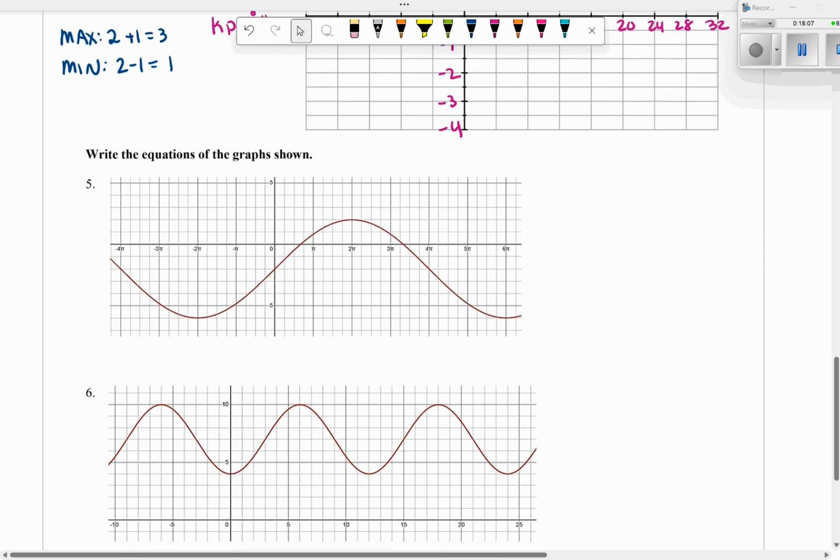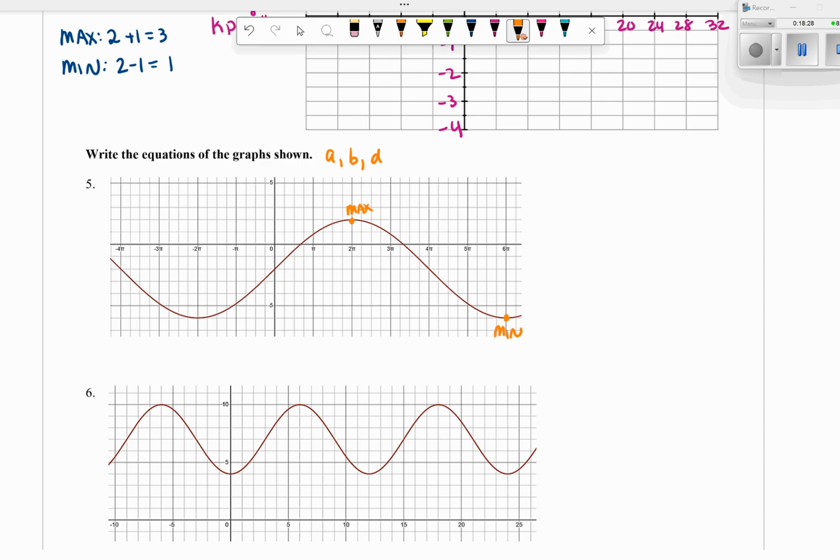Next part is being able to write the equation of the graph that we are given. So to write the equation from the graph, we have to find our A value, our B value, and our D value. That's what we're looking for. And then we have to figure out, is this sine or cosine? In order to do this, you first always want to identify your maximum and your minimum on your graph. The scale is going by 1, so the maximum is equal to 2, and the minimum looks like -6.